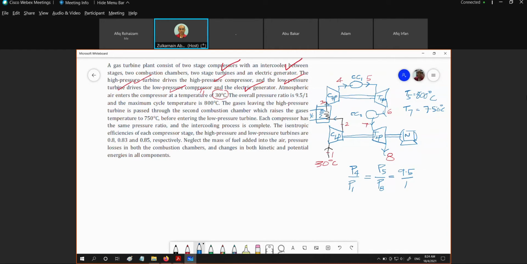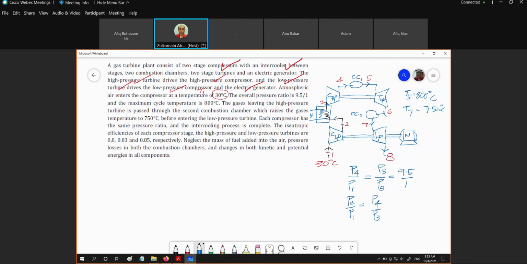each compressor has the same pressure ratio and the intercooling is complete. So if the compressors have the same pressure ratio, meaning that P2 over P1 is equal to P4 over P3. So same pressure ratio for the compression process. So P2 over P1 is equal to P4 over P3. Okay?